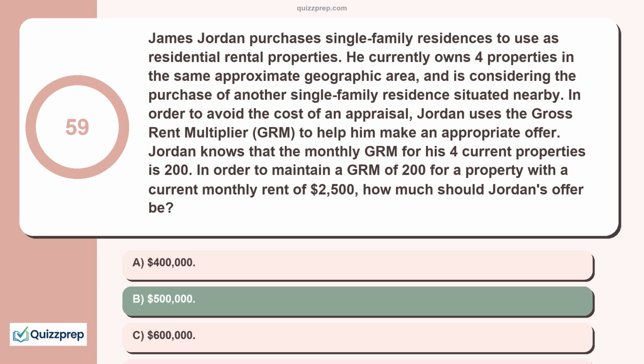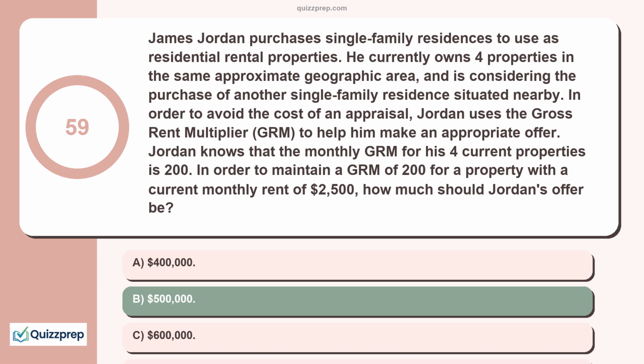There are 3 mathematical relationships related to the gross rent multiplier you should know for your exam. Gross rent multiplier x rent equals value. Example, 200 GRM x $2,500 rent equals $500,000 value. Value divided by rent equals gross rent multiplier. Example, $500,000 value divided by $2,500 rent equals 200 GRM. Value divided by gross rent multiplier equals rent. Example, $500,000 value divided by 200 GRM equals $2,500 rent.